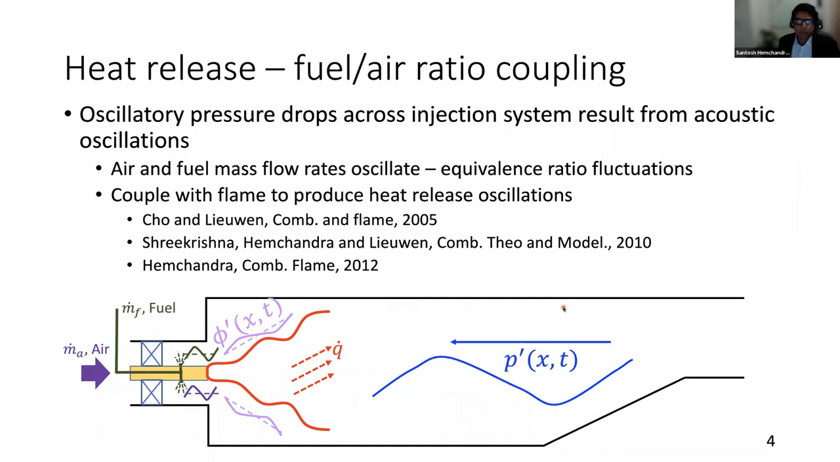There are multiple routes by which you can have fuel air ratio coupling, by which you can have heat release oscillations in a combustor. Going back to this cartoon below, if you have an acoustic wave traveling in the system, you have an oscillatory pressure drop across this injector section up here. That can cause two things. It can cause the mass flow rate to oscillate. It can cause the fuel flow rate to oscillate. And that can then give rise to an equivalence ratio fluctuation like this, which then interacts with the flame. That gives you Q prime. And that sets up the possibility of thermoacoustic instability, given the coupling between Q prime and P prime.